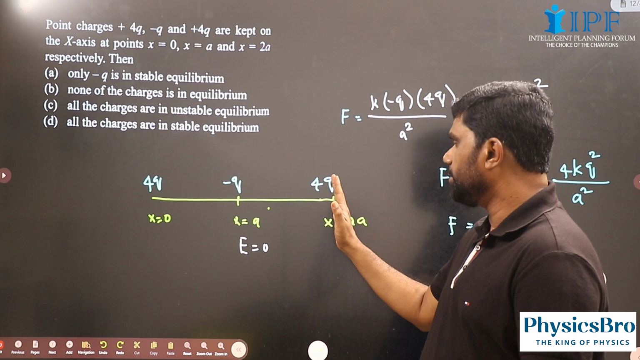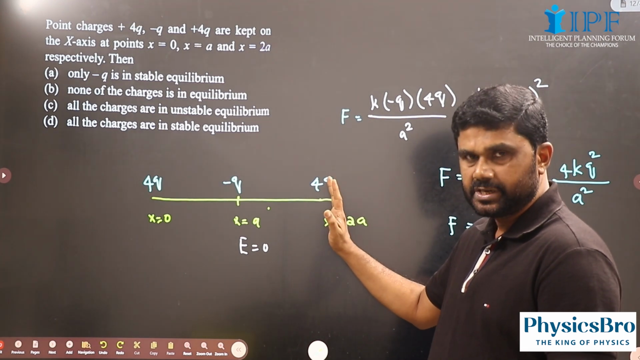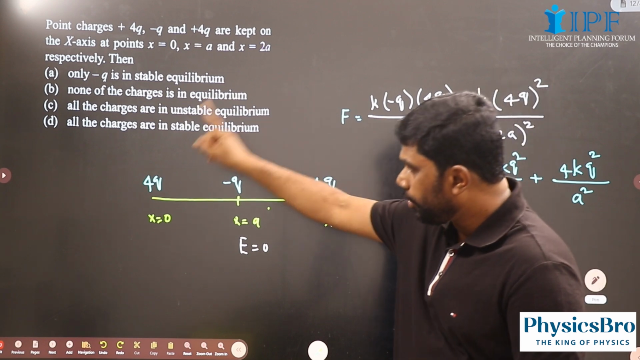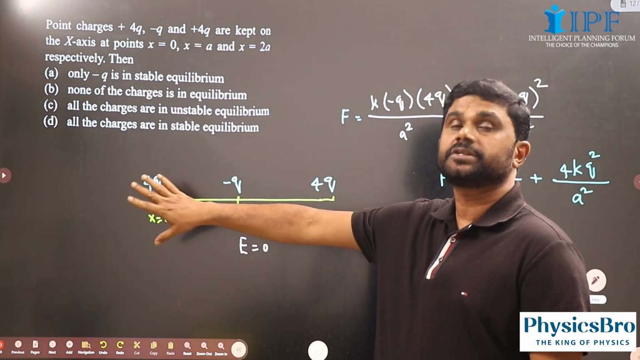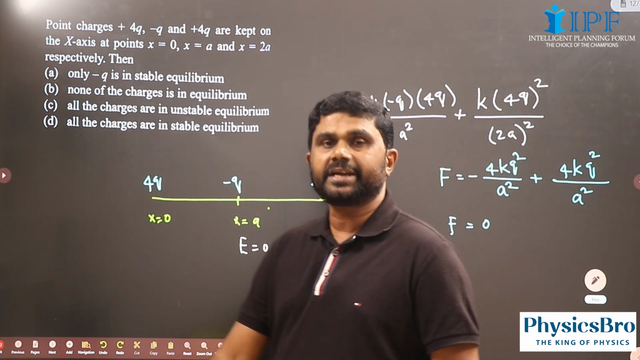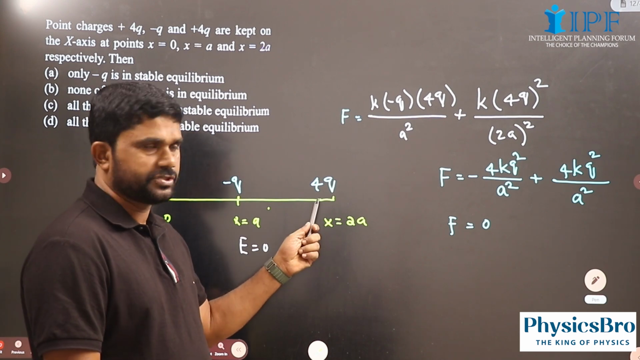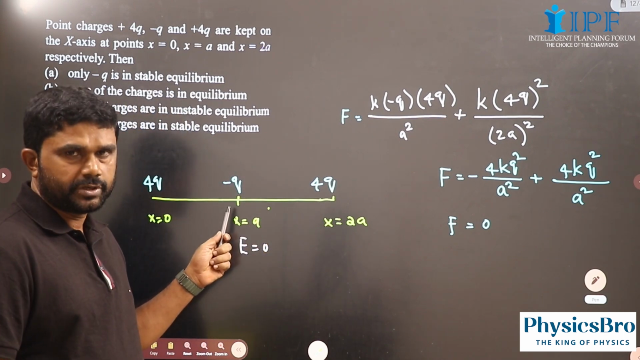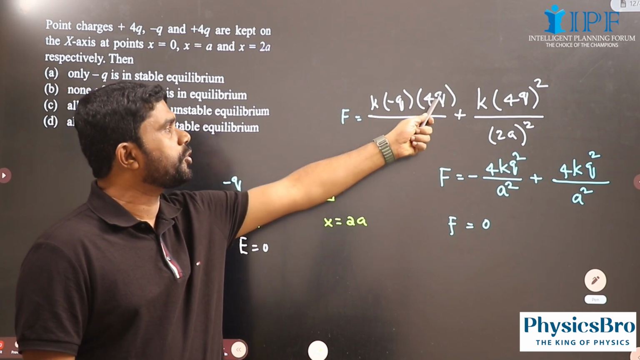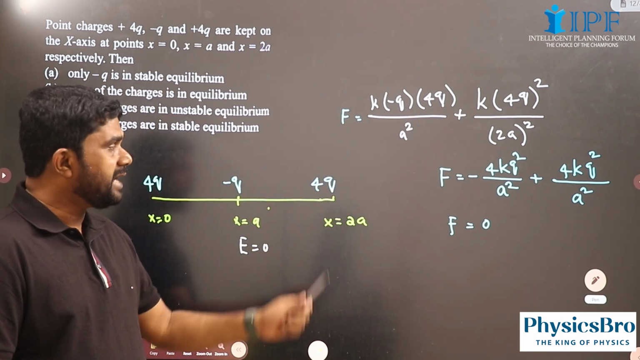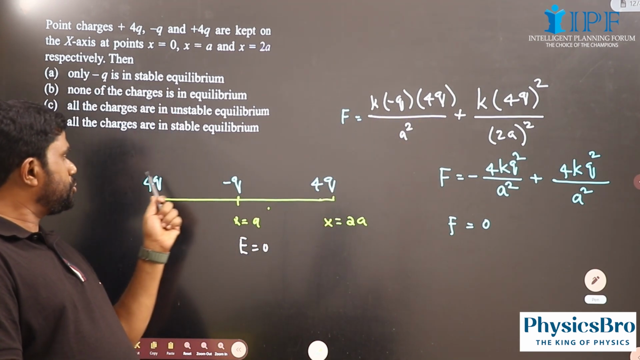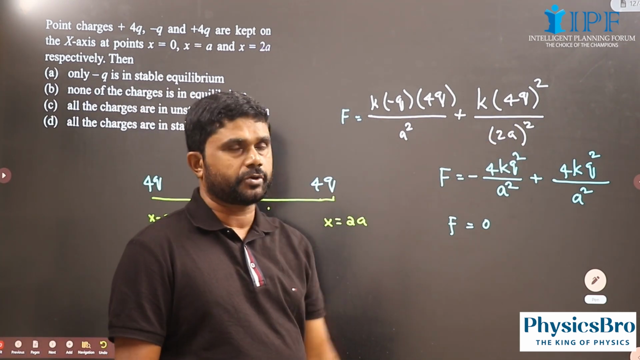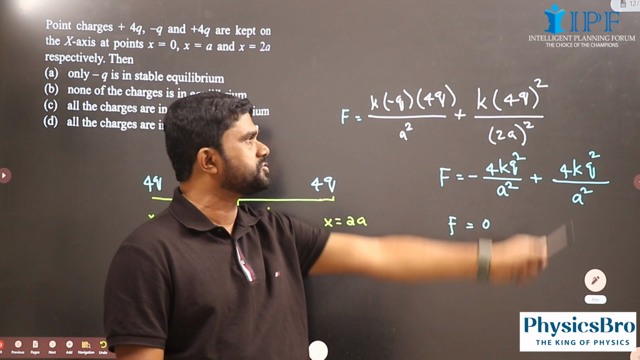Let's find the resultant force on this. If the resultant force on this is 0, it is in equilibrium, then this also will be in equilibrium, then the whole system will be in equilibrium. Let us find the resultant force on this. What is the force on this 4q due to this minus q? That is k minus q into 4q divided by separation square. And the force on this 4q due to this 4q, that is k 4q into 4q, that is 4q whole square divided by separation 2a whole square.